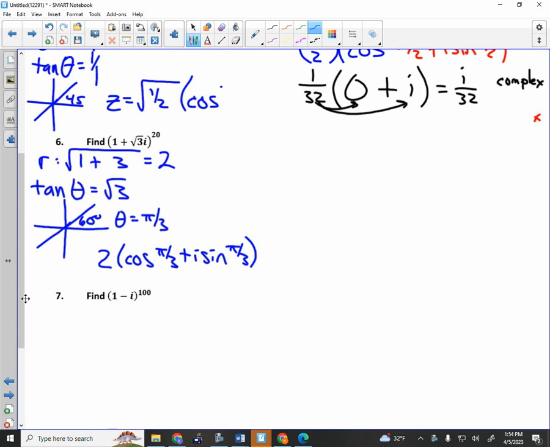Once you do that, what do you want to do with this thing? To the 20th power. How do you do that? 2 to the 20th times the cosine of, what do you do to your angle? Multiply by 20. So Caitlin, if we multiply that by 20, all we have to do is just put a 20 in front of the pi.